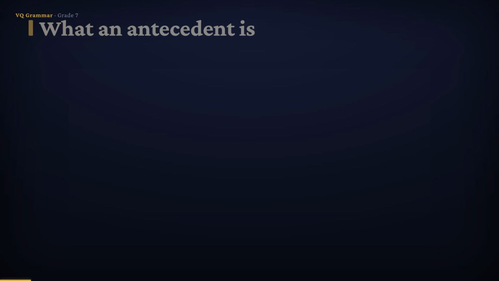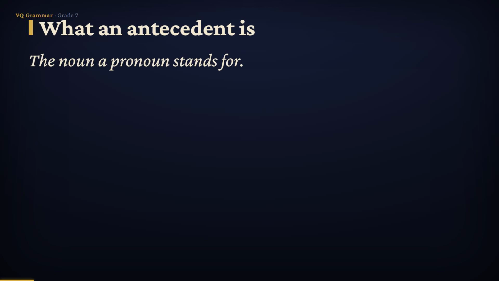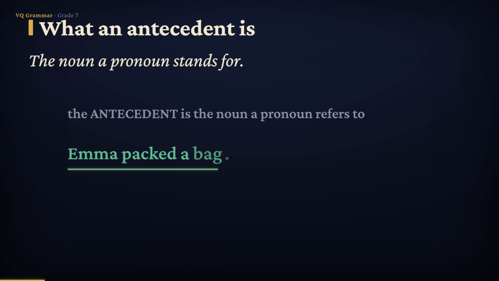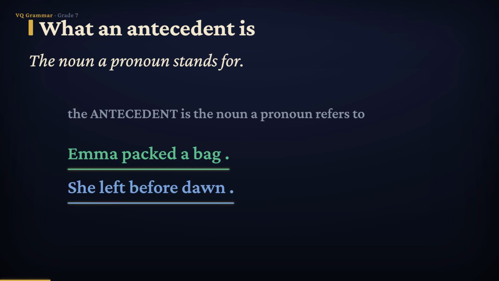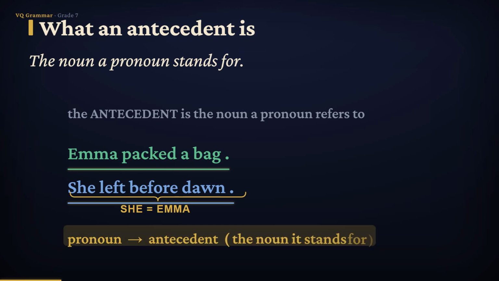Let's get started. Let's start with a big word that names a simple idea, the antecedent. The antecedent is the noun that a pronoun refers to, the word it stands for. Here's how it works. Emma packed a bag. Then the next sentence says, she left before dawn. Who is she? She is Emma, of course. The word she is a pronoun, and it points straight back to Emma. So Emma is the antecedent of she. Anytime you use a pronoun, some noun nearby is its antecedent, quietly giving it meaning.